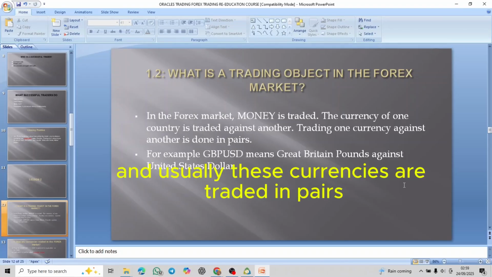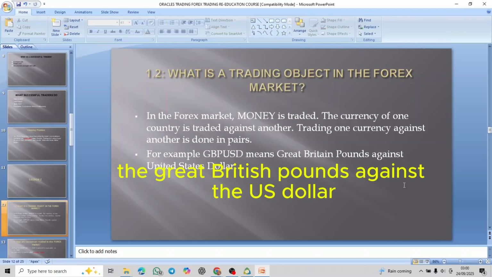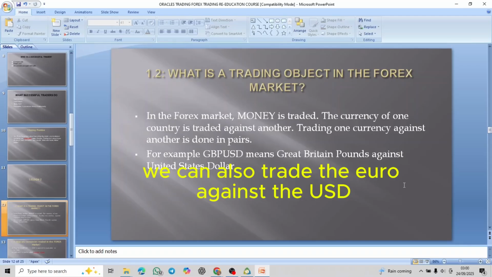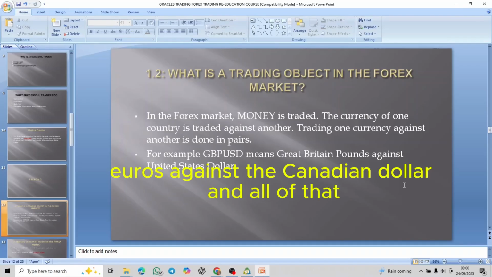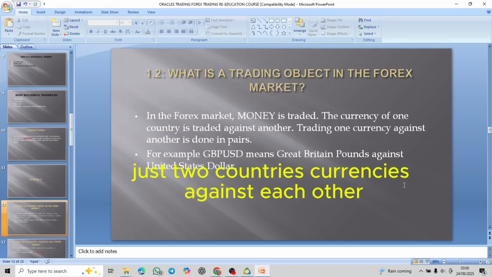And usually, these currencies are traded in pairs. For instance, when we trade the GBP, the Great British Pounds, against the US dollar, that is United States dollar, we are in the Forex market. So in the Forex market, we can also trade the euro against the USD, euros against the Canadian dollar, and all of that. So the currencies are usually traded in pairs, just two countries' currency against each other.